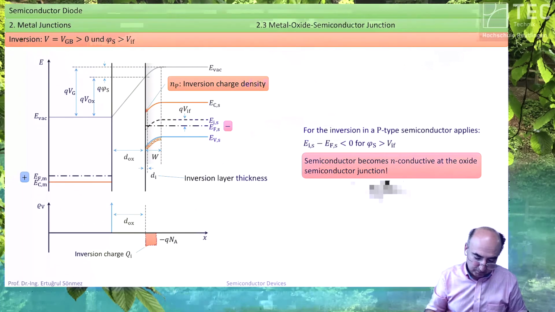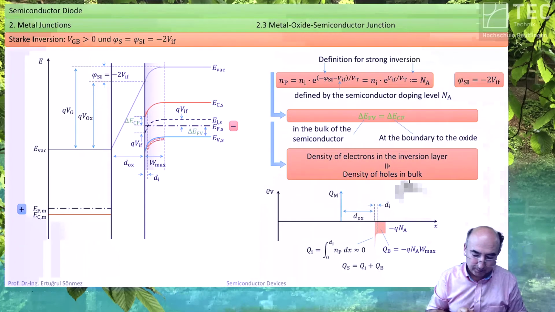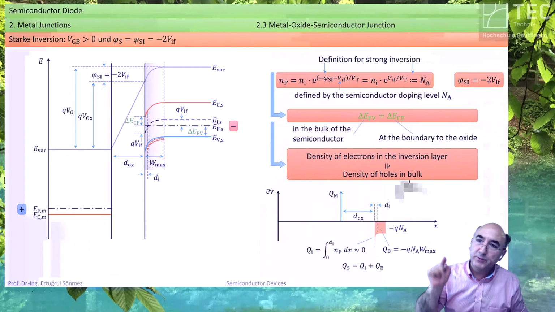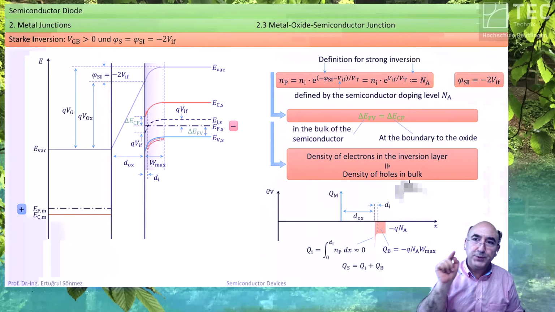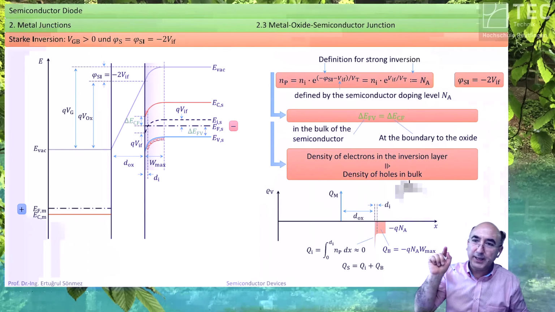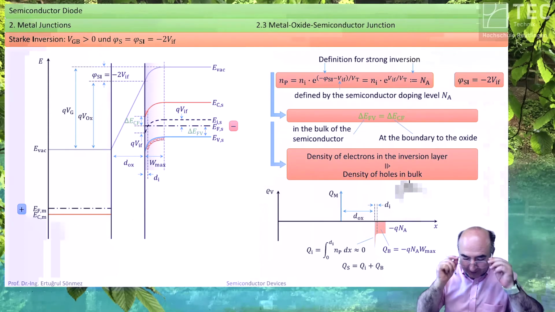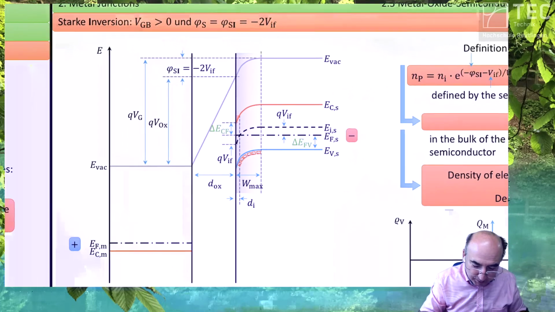Now, what happens? Now we get, that's the most important slide for the MOSFET. Print it out on A0 and pin it to the wall. No, you don't have to do that. It's a nightmare, but you need the content.